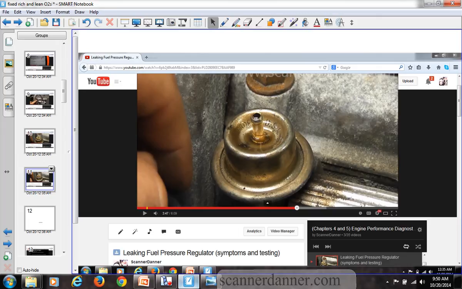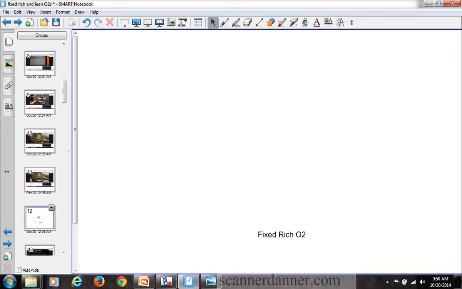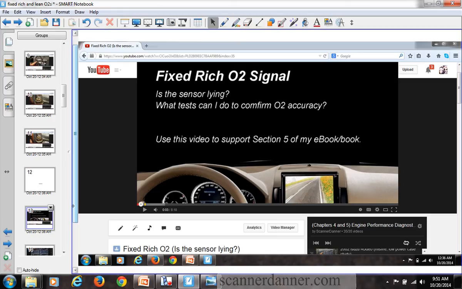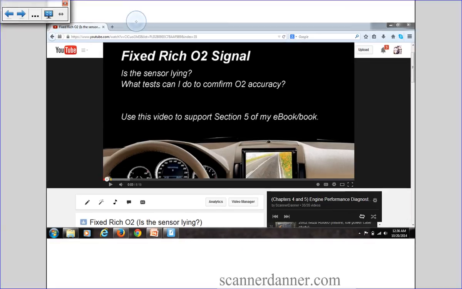But so what do we have with this car? A good O2, it wasn't lying, had a rich condition, we found it. Next one. Fixed rich O2. Is the sensor lying? So these videos follow exactly what we're teaching here. This will be in the section 4 and 5 playlist on my free channel. Fixed rich O2, is the sensor lying? We good with where we're going?